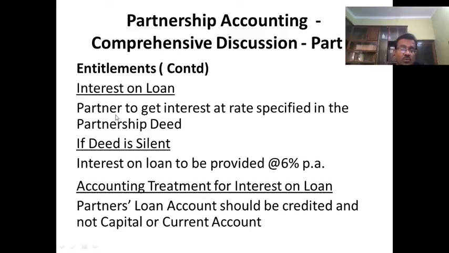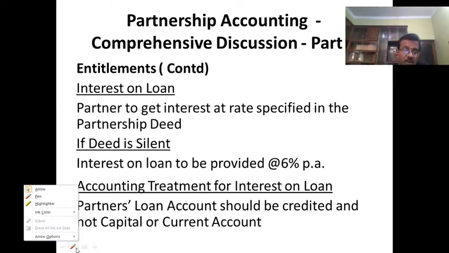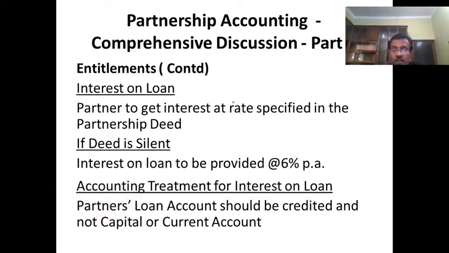Interest on loan. So a partner can give loan. At that time that partner becomes a lender actually. A partner can also become a lender in that case. Partner becomes a lender.